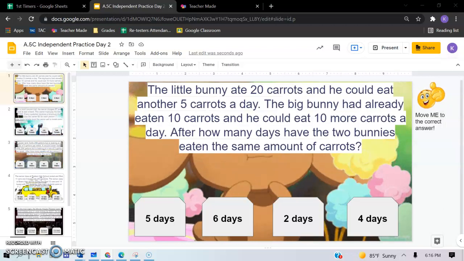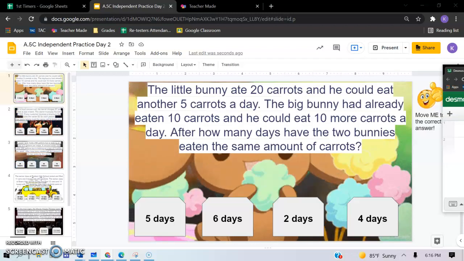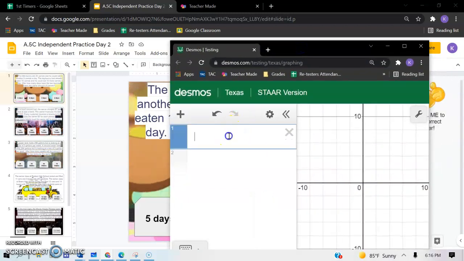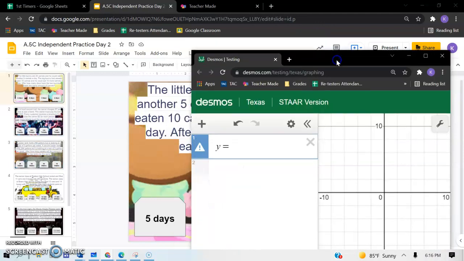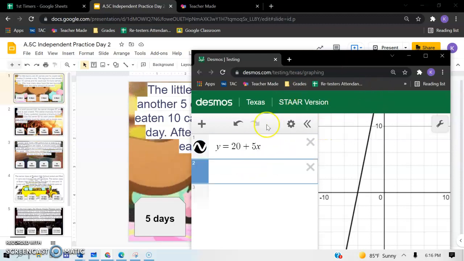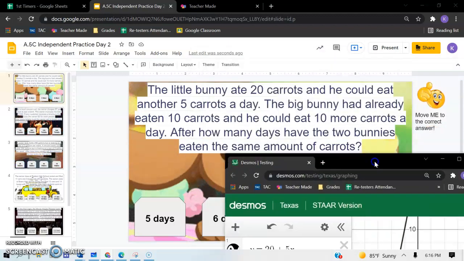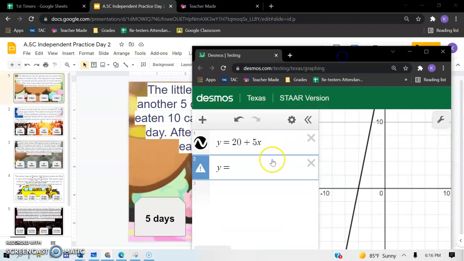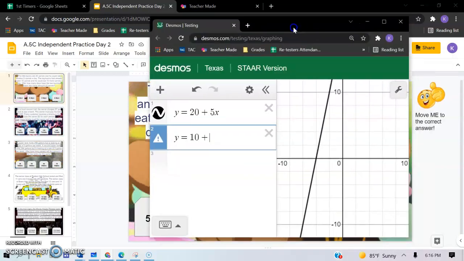It says a little bunny ate 20 carrots and he could eat another 5 carrots a day. So let's set that up. Y equals, he already ate 20 carrots and he could eat 5 per day. That's little bunny. The big bunny, Y equals, he already had eaten 10 carrots and he could eat 10 more a day. So X is day and Y is the amount of carrots.